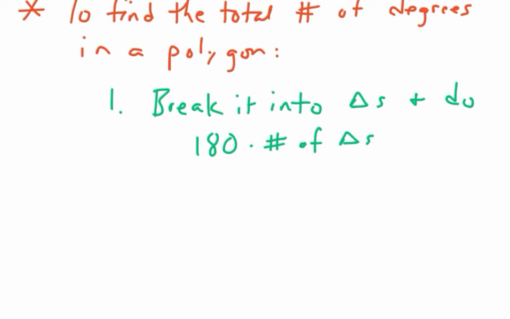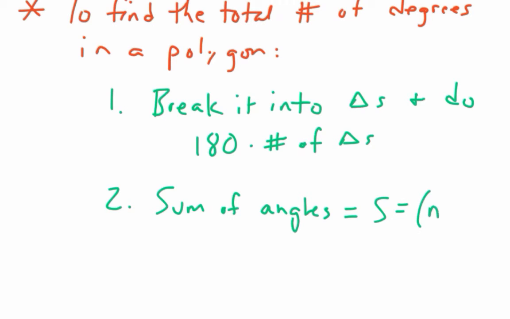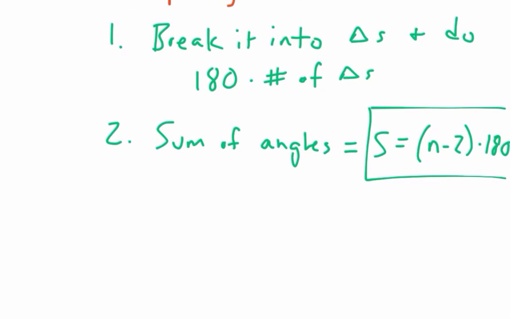Another option is to just kind of learn the equation. And the way they write it is this here. They say the sum of the angles, they say that equals a capital S. And the equation then is going to be n minus 2 times 180. So the sum of the angles, or S, is n minus 2 times 180. And the key is that n equals the number of sides.